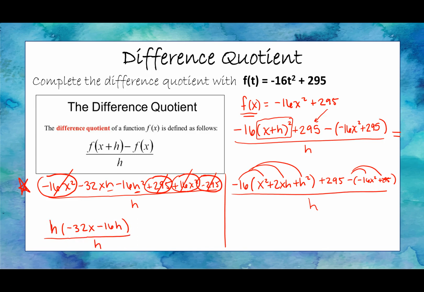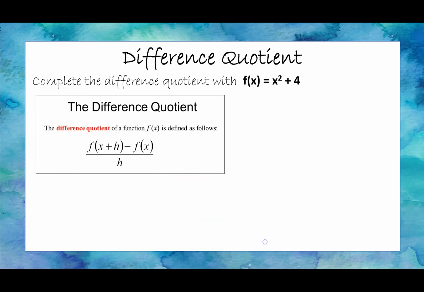Okay, and so now my h cancels with my h, and I'm left with my final answer of a negative 32x minus 16h. And you know, you could pull out a 16, but that's not necessary. I'm just happy with this answer right here. So there's our first difference quotient. All right, let's go ahead and tackle another one.